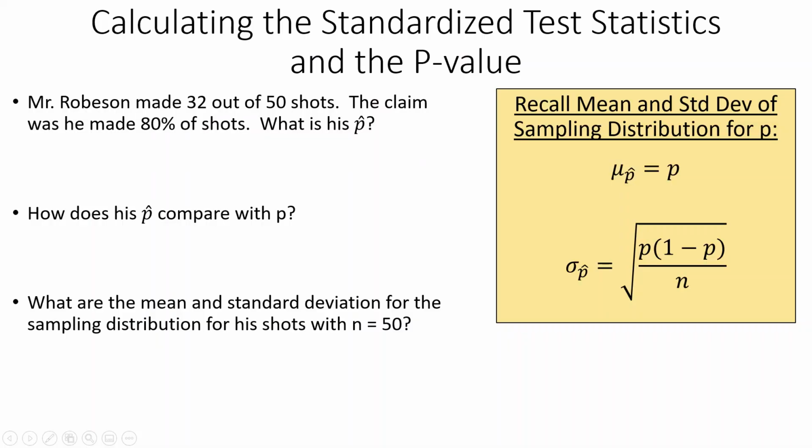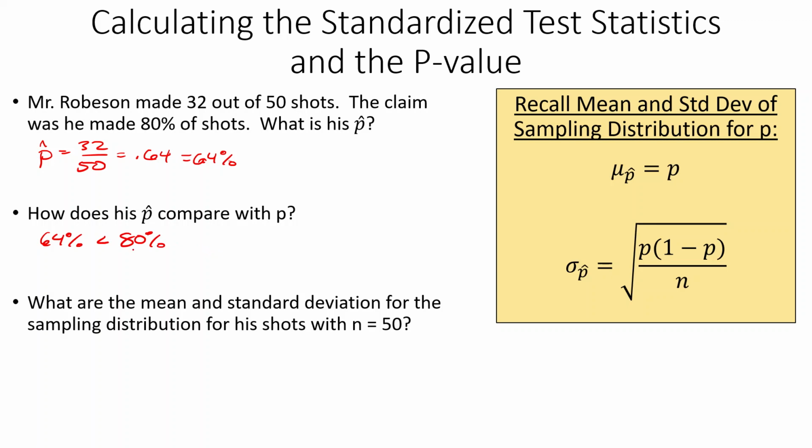So we're using some of the same information from last time. Mr. Robeson made 32 out of 50 shots. The claim was made he made 80% of his shots. What is the p-hat? The p-hat here would be 32 out of 50, the actual sample information. How does his p-hat compare to p? Well, 32 out of 50 is 0.64 or 64%. So 64% is definitely less than 80%.